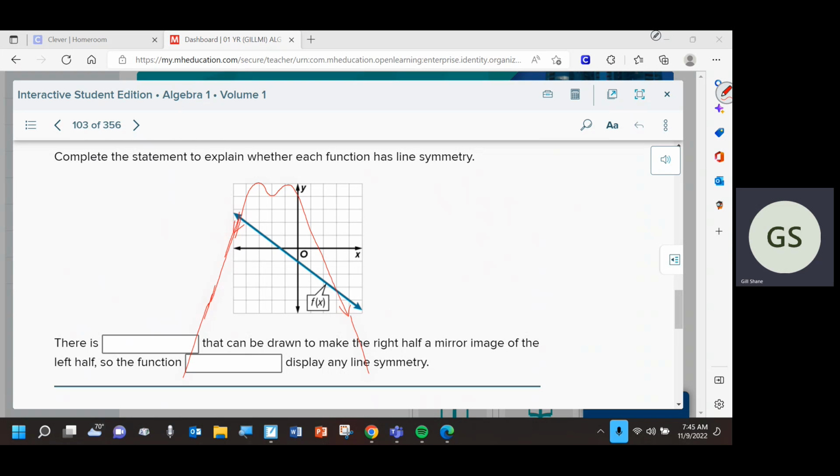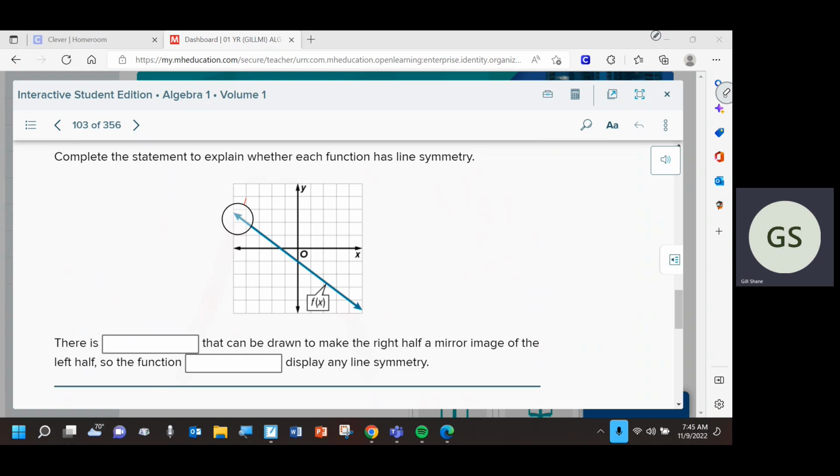If I folded it right through this middle bottom, called a minimum, if I folded it through that, and if I put that right side on the left side, it would land right on top of it. So that's one thing that kids didn't understand yesterday when they did the practice.